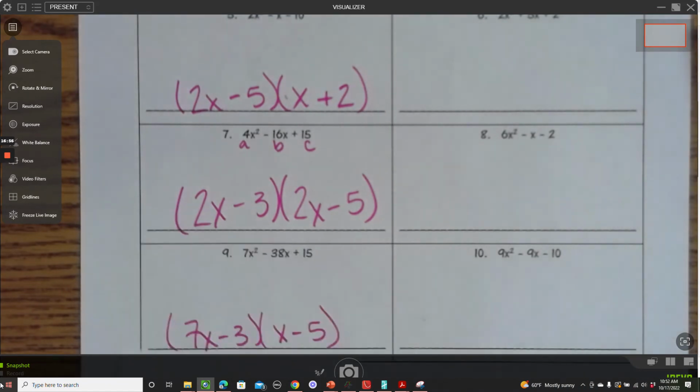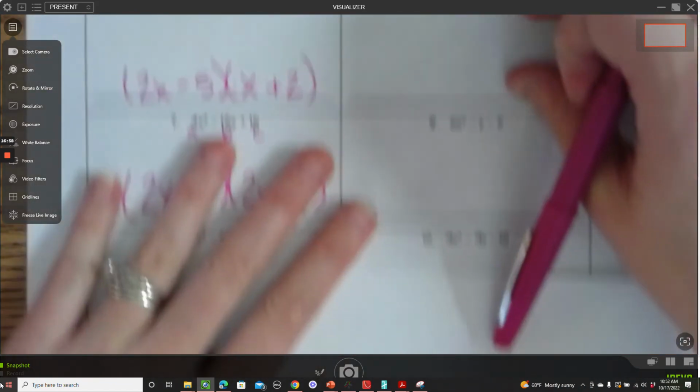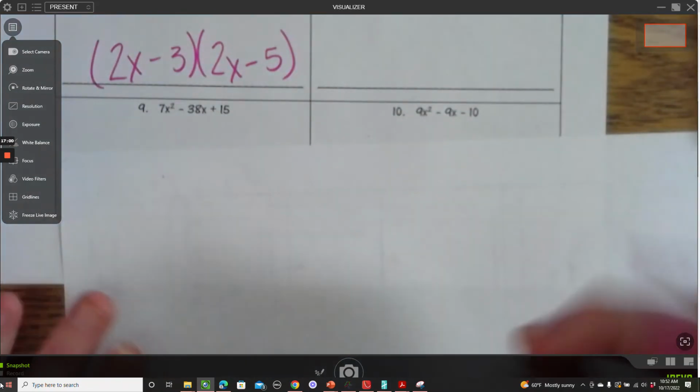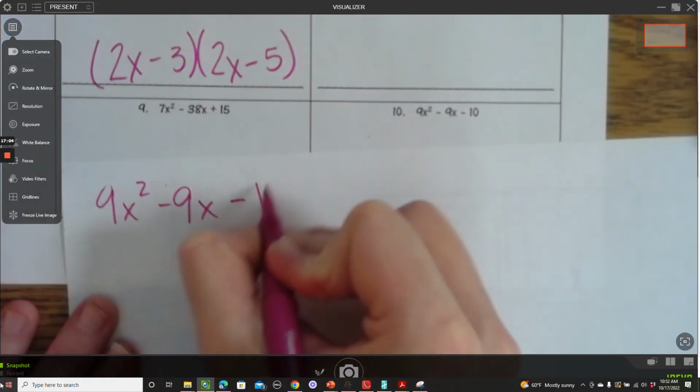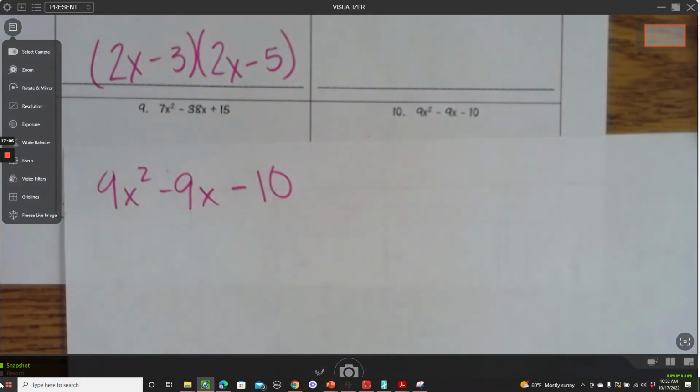Can we do one more example? So, I'll work one more. Let's do the very bottom one here: 9x squared minus 9x minus 10. All right. Slip and slide.